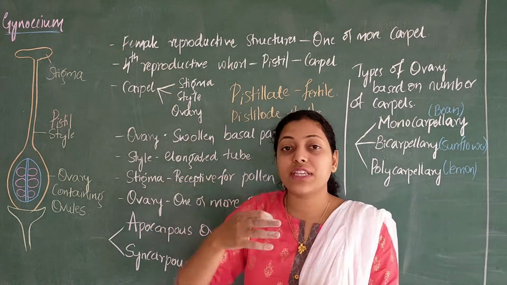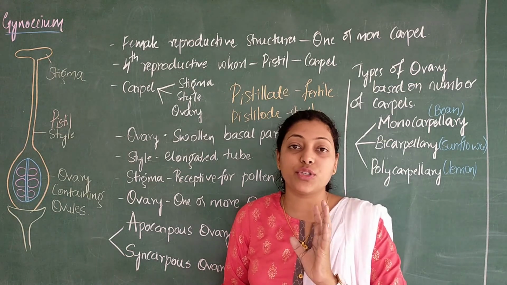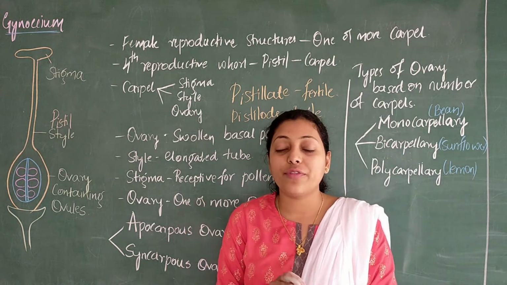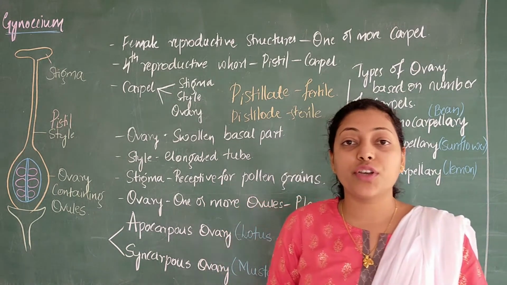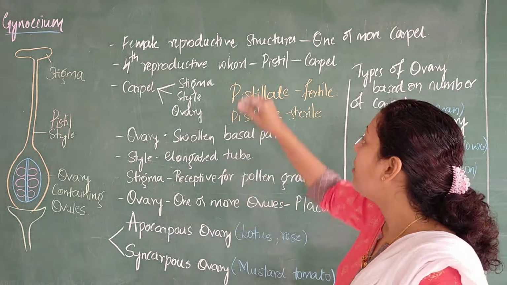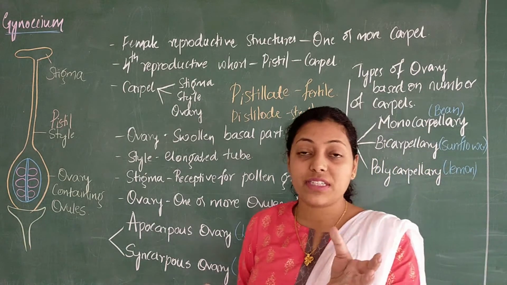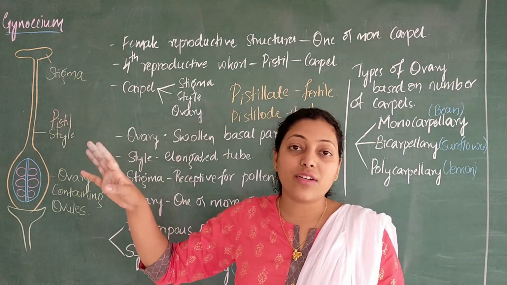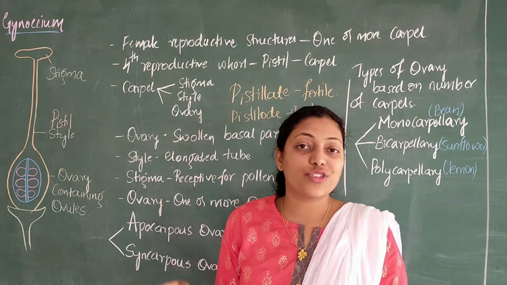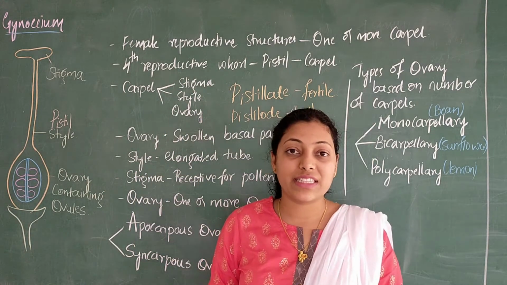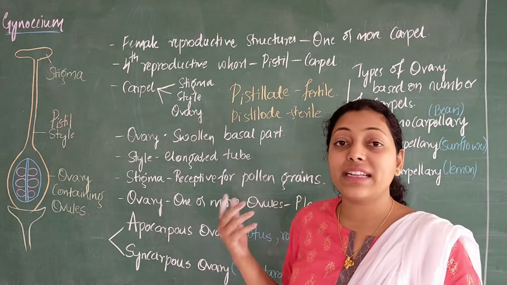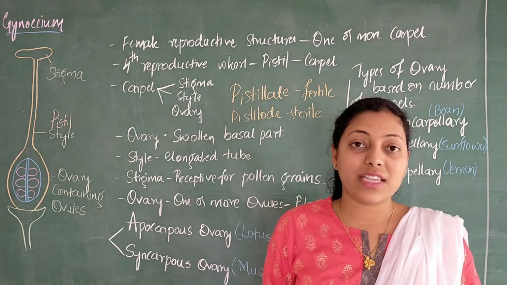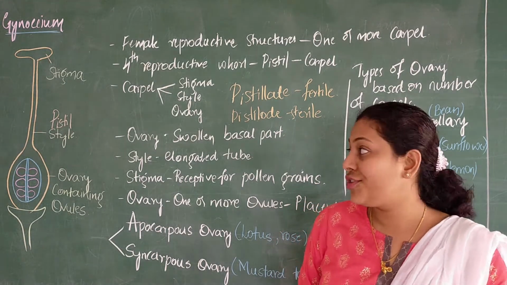Like I have said, it is the fourth whorl of a flower, which is a reproductive or essential whorl. It is called a pistil, and it can also be called a carpel, or we can say a pistil may consist of one or more carpels. This is how we address a pistil and a carpel, but make sure that both are one and the same when you go through the function.